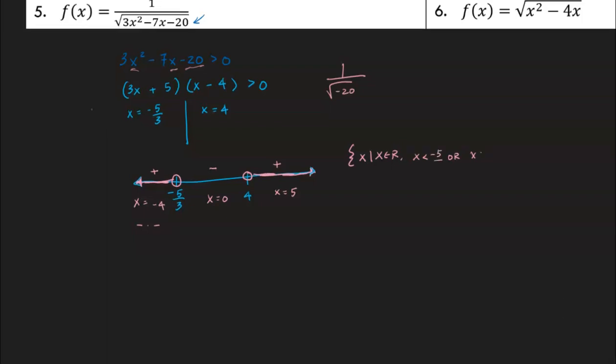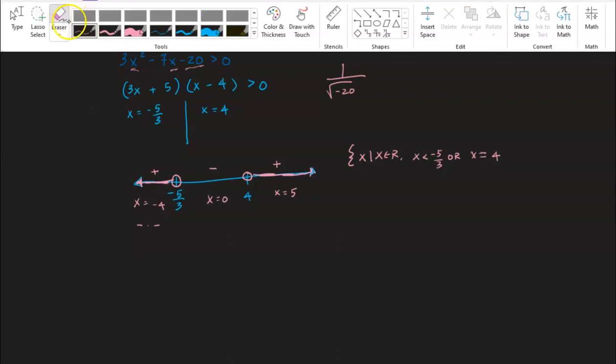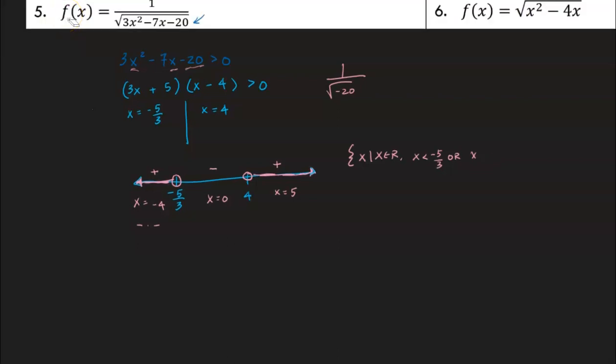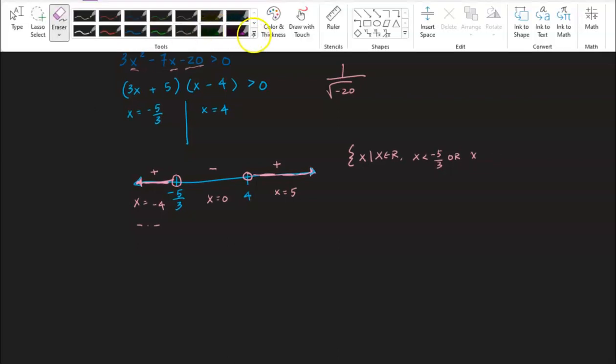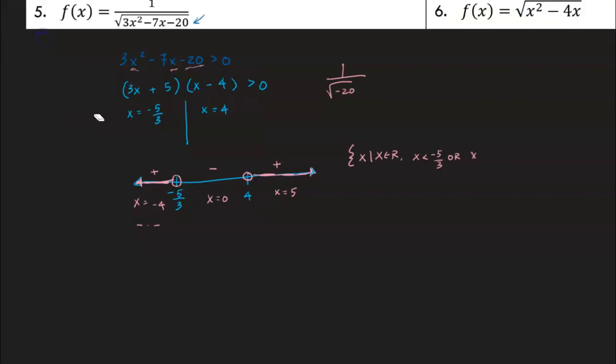Negative 5 over 3, or x equals 4. Oh no, goodness, what in the world am I doing? I'm sorry guys. X is greater than 4. That's the proper way to write a domain, isn't it? Wouldn't you think so? Isn't that what I taught you? Okay.